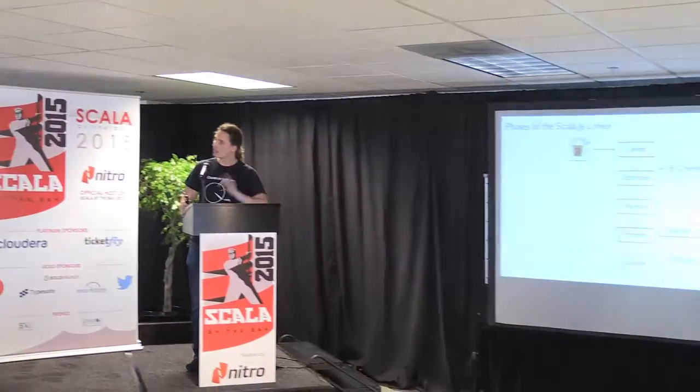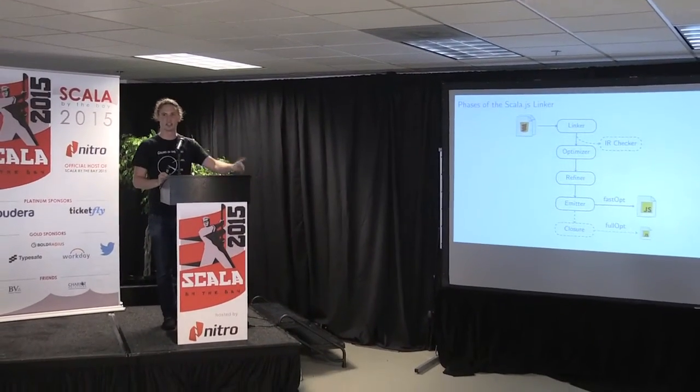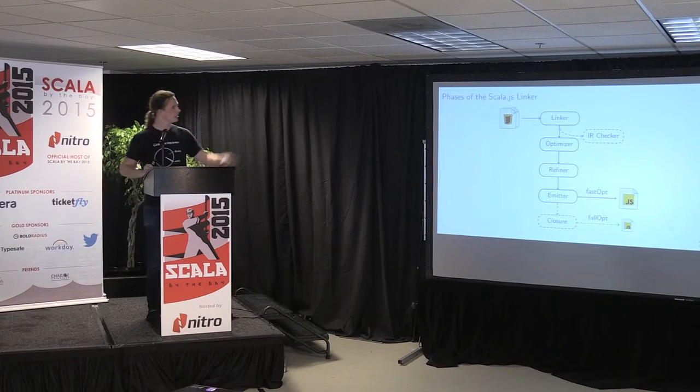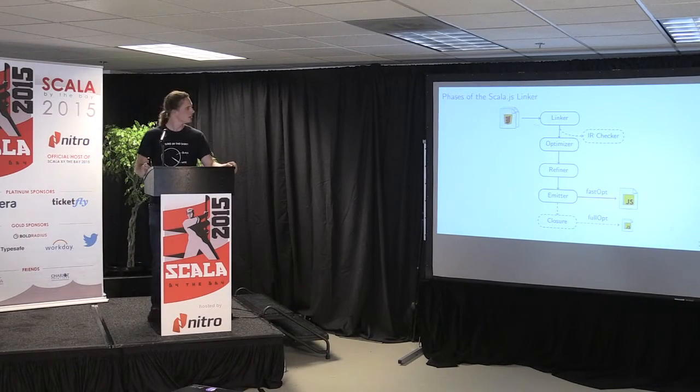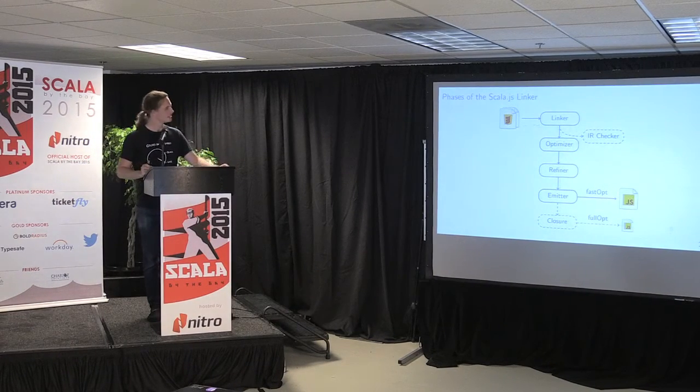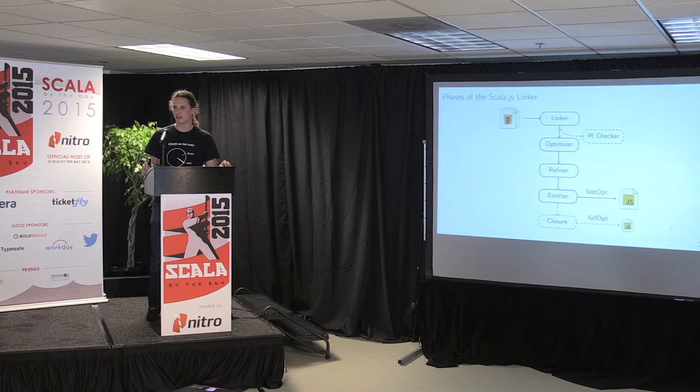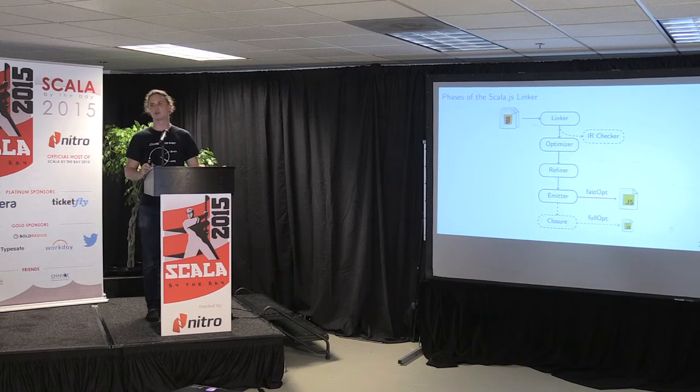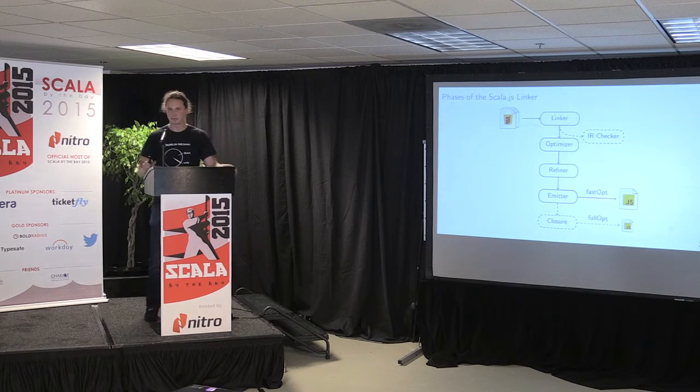All right. Let's look at the linker. I'm going to enumerate the phases in the linker that don't like reflection. OK? The linker doesn't like reflection. The optimizer doesn't like reflection. The refiner doesn't like reflection. And as of now, the emitter is OK with reflection, but in the future might not be OK with reflection. I'm going into a bit of detail why, OK?